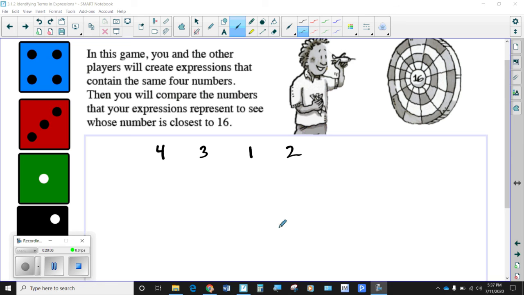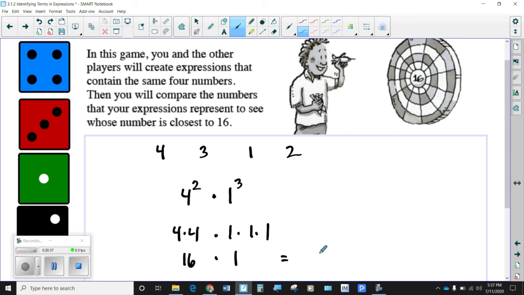All right. I found it. Here's what we need to do. We need to take 4 and raise it to the second power. That literally means 4 times 4, so that is 16. How am I going to take the 3 and the 1 and make that equal to 1? Well, we did it once before. If we take 1 to the third power, that is 1 times 1 times 1, which is 1, and 16 times 1 is equal to 16.